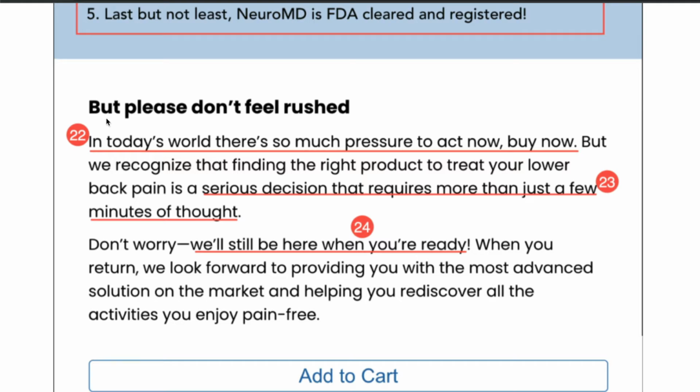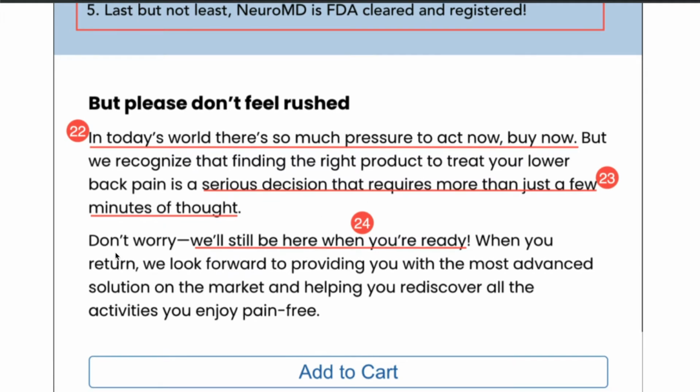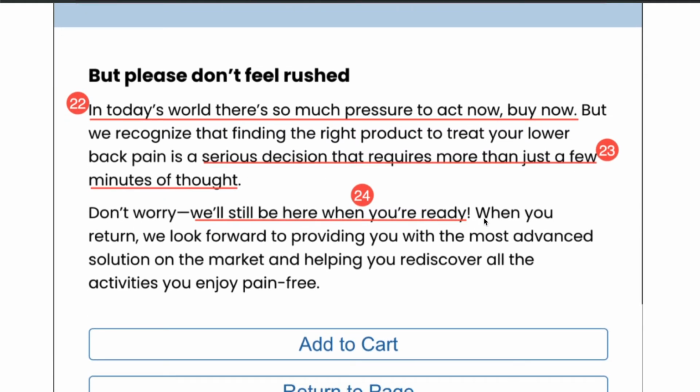And I want to end with this idea. This is a really important technique. The consumer is expecting us to market to them, right? That we're marketers, we're going to try to push the sale. So we do just the opposite. We say, in today's world, there's so much pressure to act now, buy now. But we recognize that finding the right product to treat your lower back pain is a serious decision that requires more than just a few minutes of thought. Don't worry, we'll still be here when you're ready.